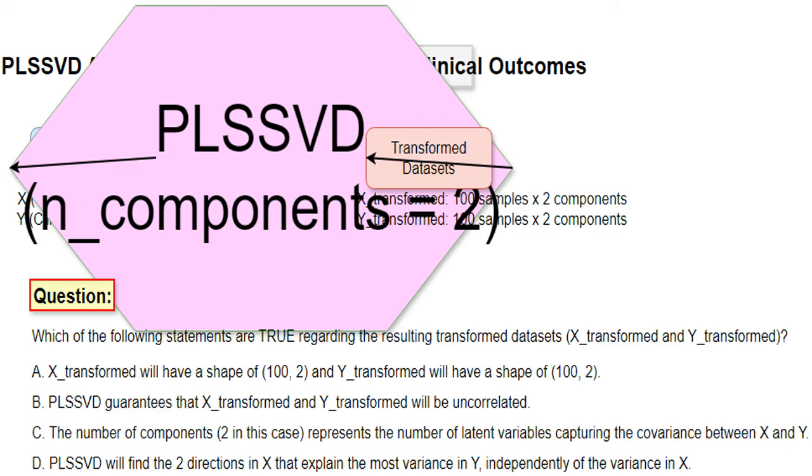Here, we're using partial least squares singular value decomposition, PLSSVD, a technique to find relationships between X and Y. We are setting n_components to 2, meaning we want PLSSVD to find 2 main directions that capture the shared variance of these two datasets. Think of it like finding 2 key factors driving the relationship between gene expression and clinical outcomes. PLSSVD is a fancy dimensionality reduction method.